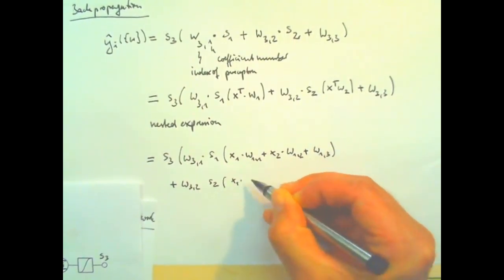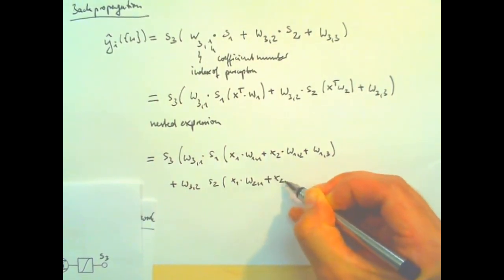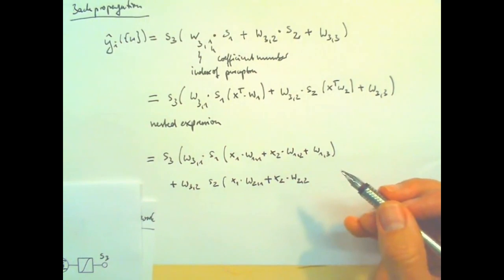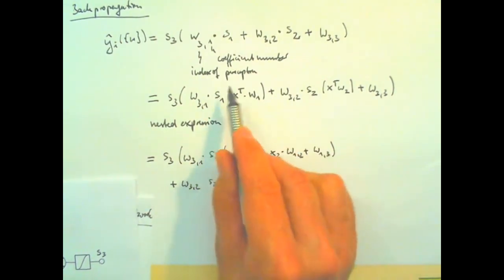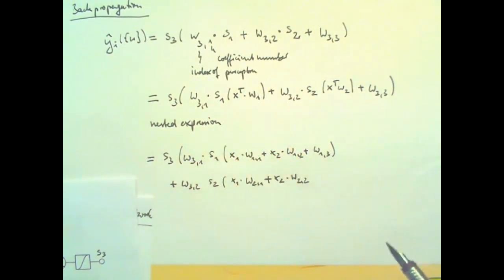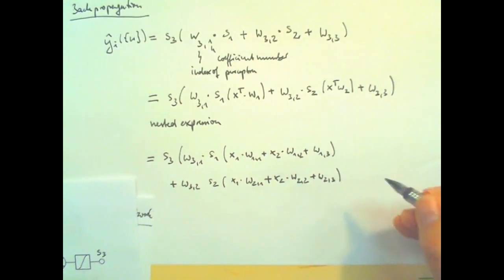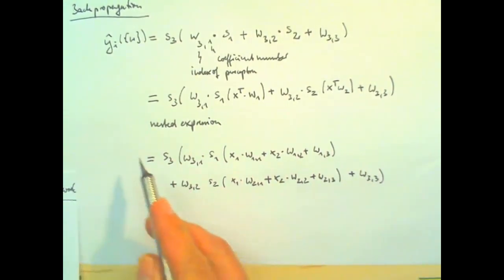Two comma 1 plus X2 times W2 comma. It's the index of the perceptron itself, the first index. I didn't use the layer number. I just numbered the perceptrons 1, 2, 3, which isn't great, I agree. Plus W3, 3. But the point is, we have a nested expression.